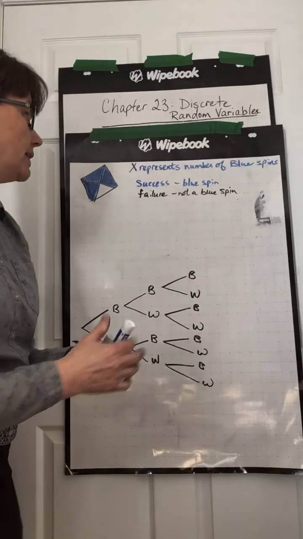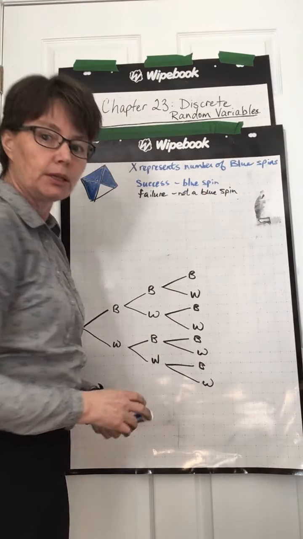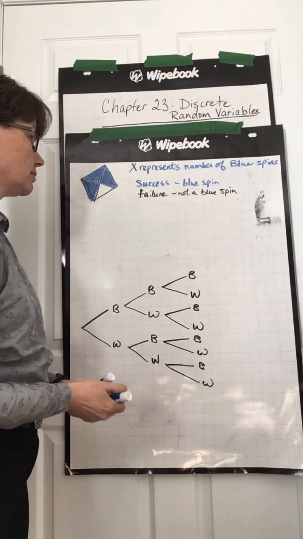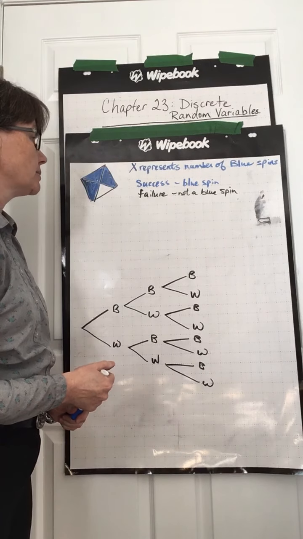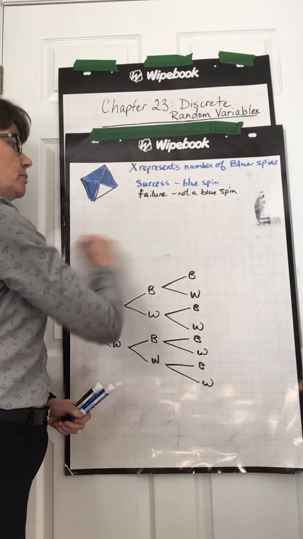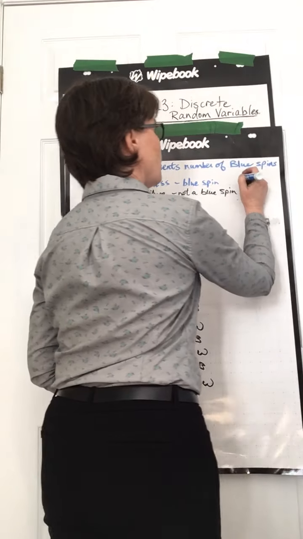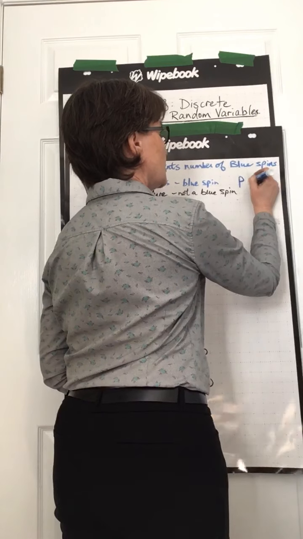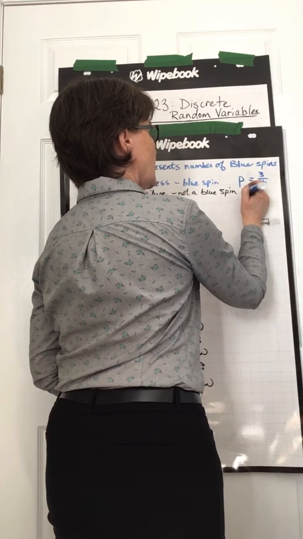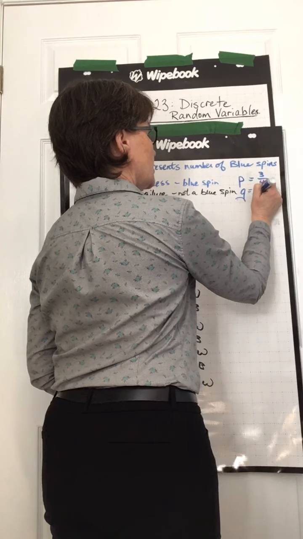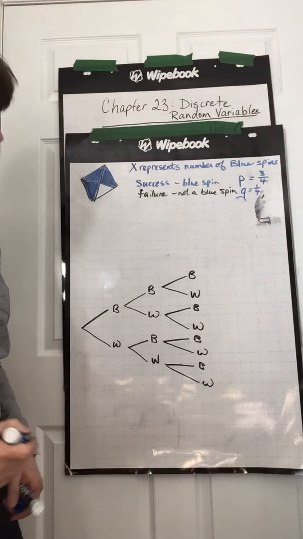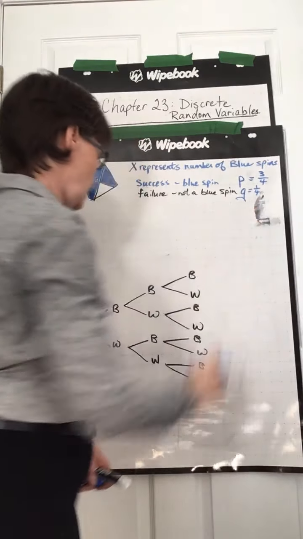Okay, I am defining X as representing the number of blue spins in this situation. So same blue spinner I had on the last page. Success is a blue spin, failure is not a blue spin. So we know that probability of success is equal to 3 out of 4, and the probability of failure is equal to 1 out of 4. Okay, sorry about that smudge in my paper right there.